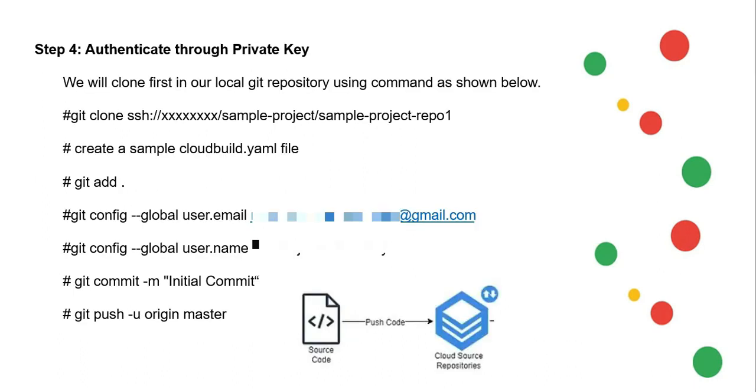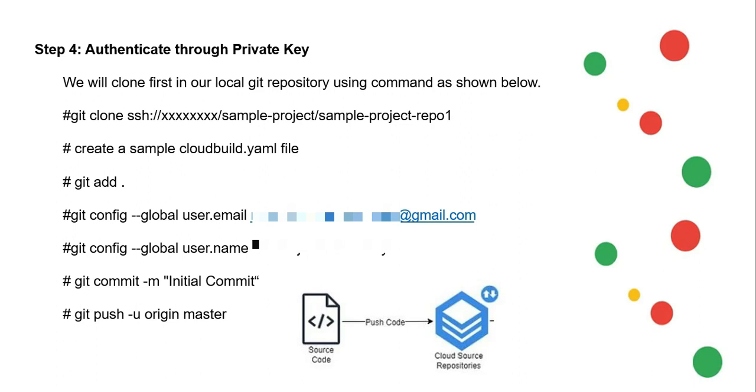Step 4, authenticating through the private key. First, you have to clone your repository into your local PC. Then you have to create the sample file called cloudbuild.yml. Later you have to run the git add command. Then you have to configure the username and email address. Then you have to execute git commit, the initial commit to your repository. Then you have to push your changes to origin master. These are the steps to push our changes to the Cloud Source Repository.